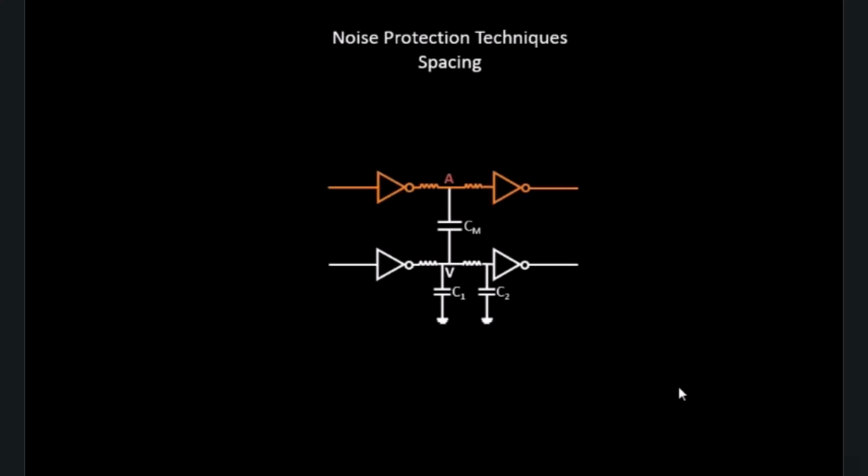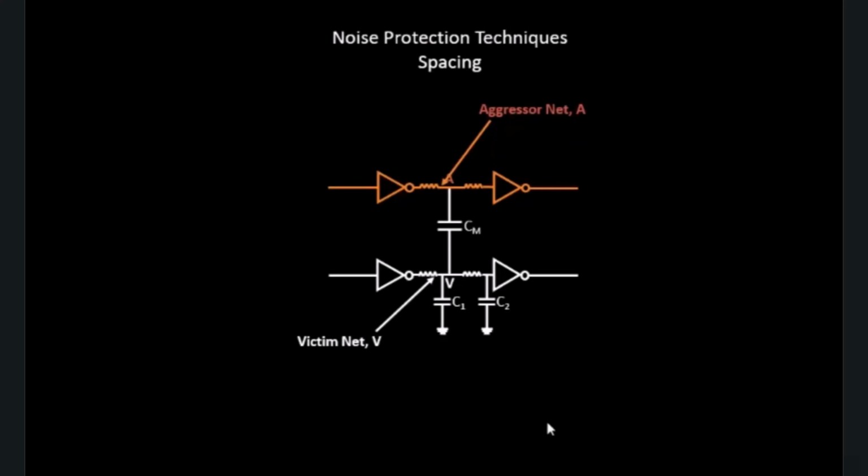So the next technique that we will be discussing is spacing. So spacing is very simple. It says that you space the aggressor and the victims apart, and you will see less crosstalk. It's as simple as that. So let's see how do we do this. Aggressor net. You have this aggressor net. You have the victim net, and you just space them apart.